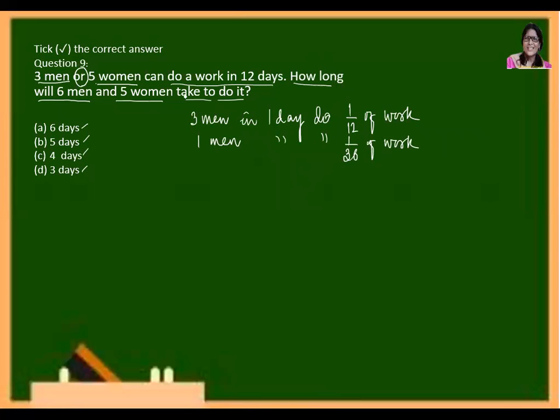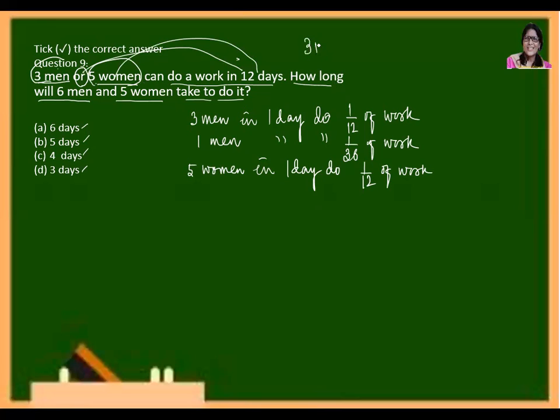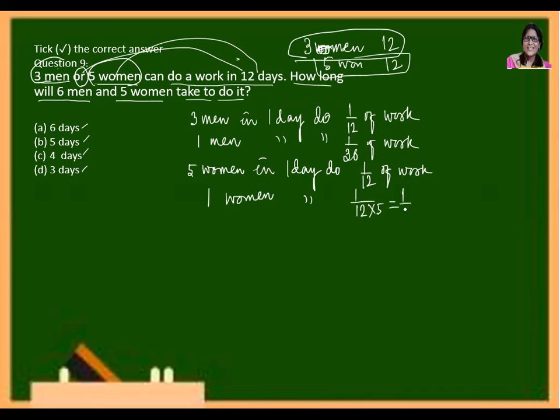The same way I come to the women. 5 women in 1 day do 1 by 12 of the work. Why? Either 3 men are doing it in 12 days, or 5 women are also doing it in 12 days. So first I'm getting from man, then I'm coming to women. So 5 women in 1 day, 1 by 12. So 1 woman will be divided by 5 again. So it will be 1 by 12 into 5, that will be 1 by 60 of the work.